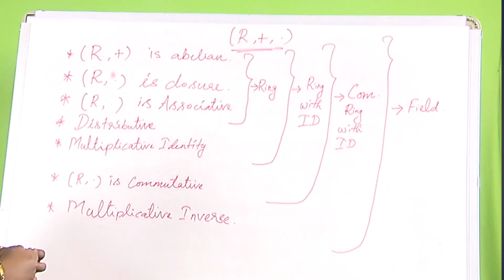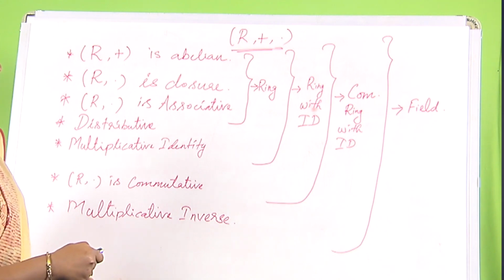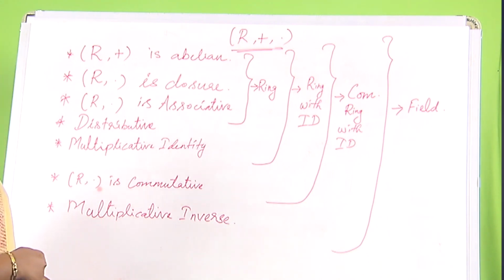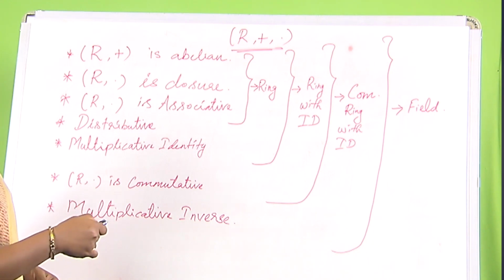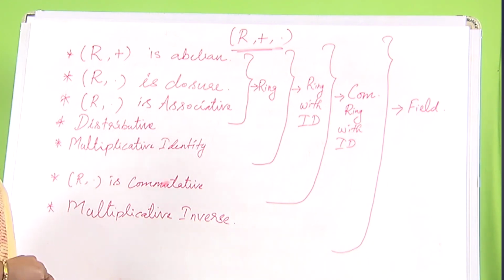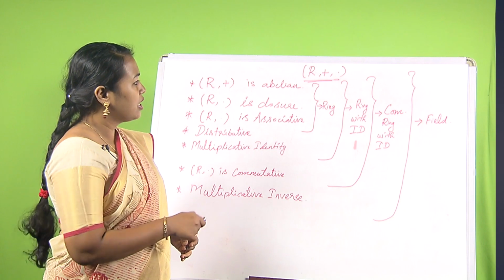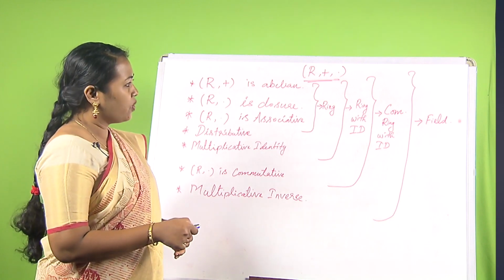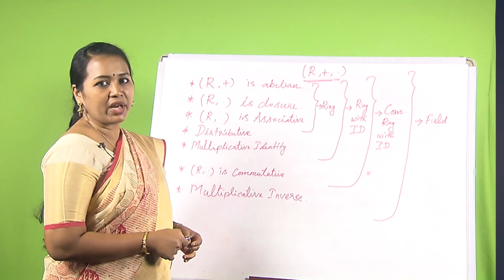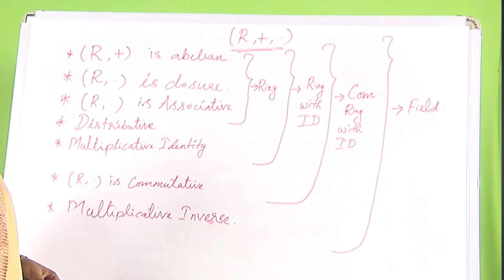Now let's go a little bit further. If (R, ·) has the distributive property as well as a multiplicative identity, it becomes a ring with identity. Further, if (R, ·) is also commutative, it becomes a commutative ring with identity. And finally, if it also has a multiplicative inverse, it becomes a field. If a ring doesn't have zero divisors with respect to the operation dot, then it is said to be an integral domain. And we know that every field is an integral domain, but not vice versa. So this structure will help you to understand rings better. And so (R, +, ·) becomes a field only when all these properties are satisfied.